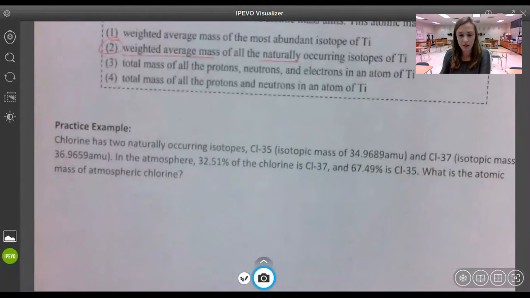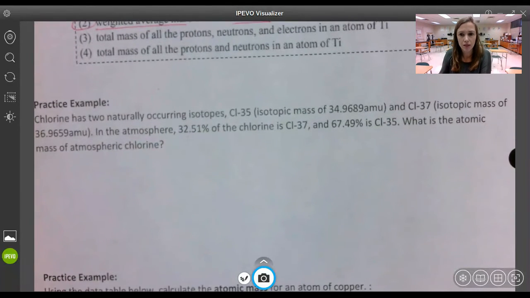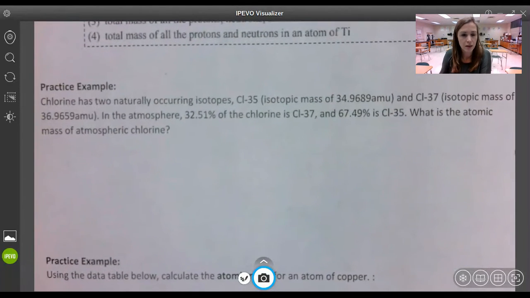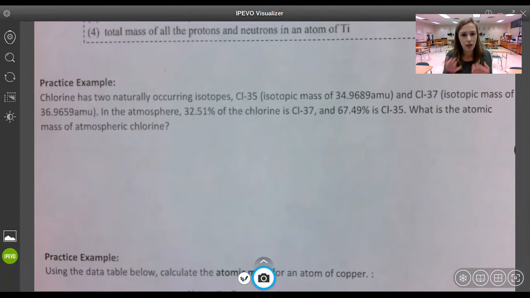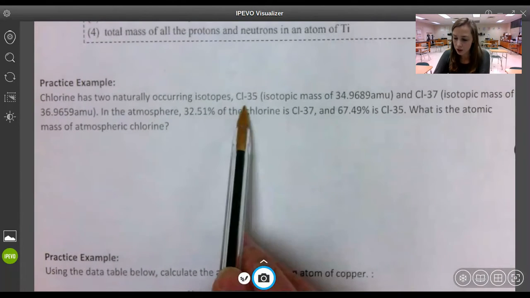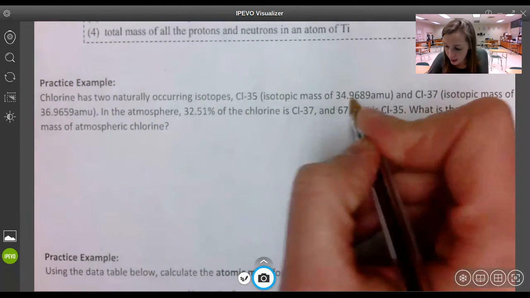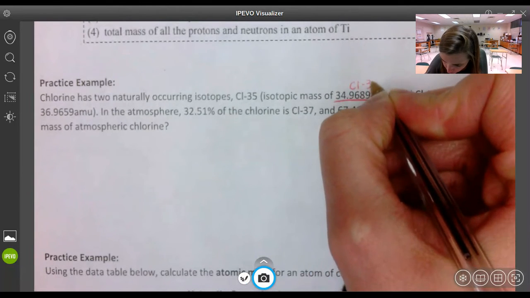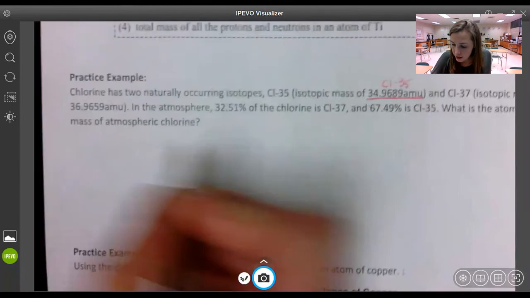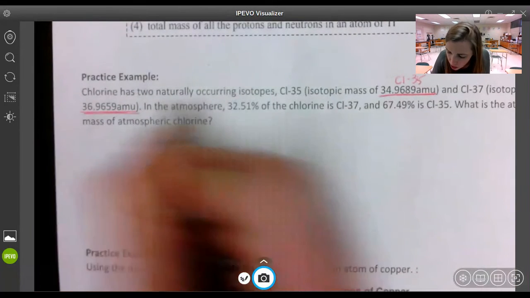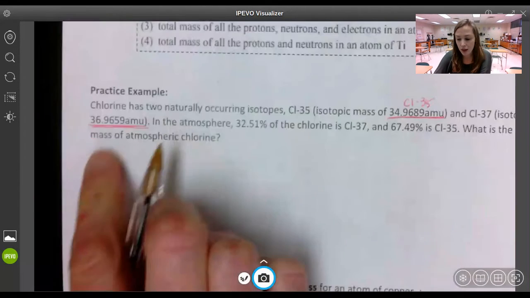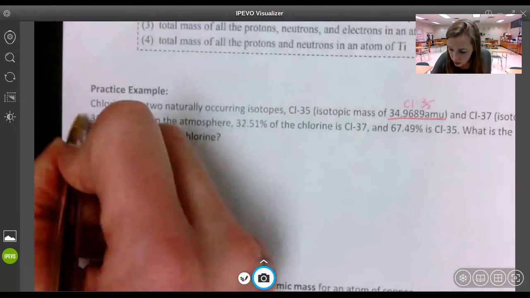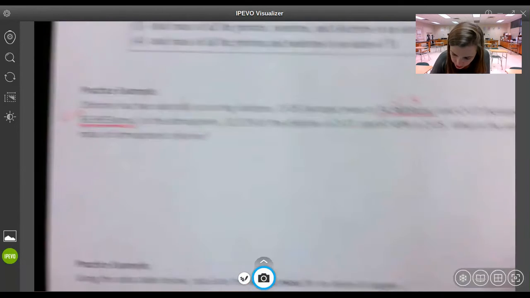Well, how do we actually calculate this? And this is one of those skills that you're going to need to be able to do when we get to a quiz or a test or a practice. So chlorine has 2 naturally occurring isotopes, chlorine 35, and it gives you this more precise mass. So we're going to be using that. So this is my mass for chlorine 35, and then chlorine 37, which gives me this mass. The mass number and then this more precise mass, we're always going to use the more precise mass. So this is for chlorine 37.